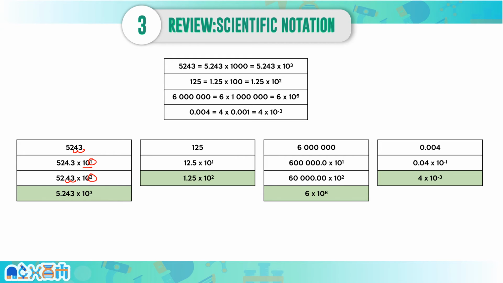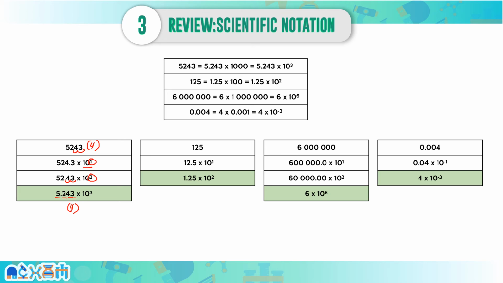However, by convention, we usually write them with a first digit followed by a decimal number. Bakit 5.243? Because you started with 4 SF and you should also end with 4 SF here.